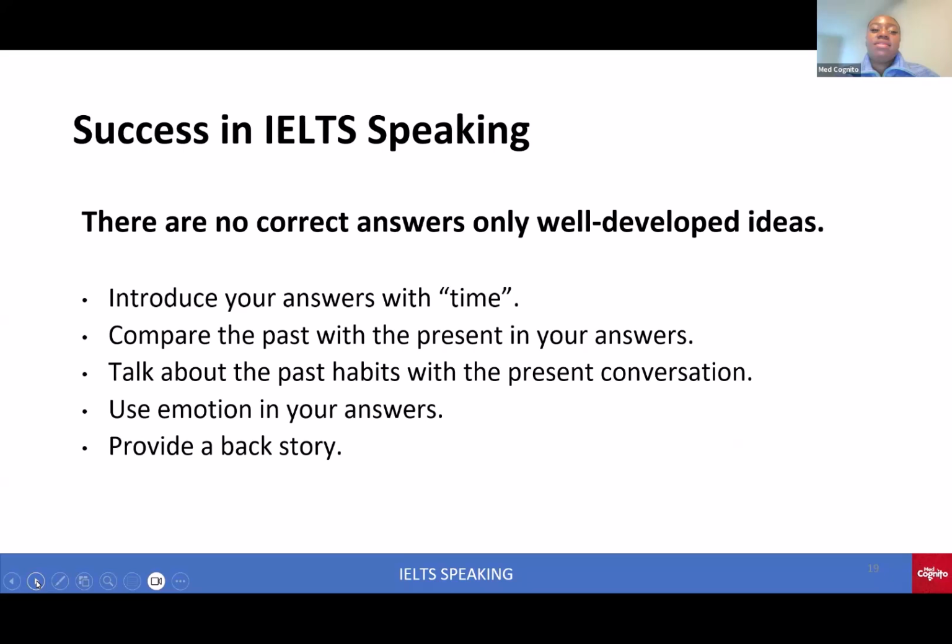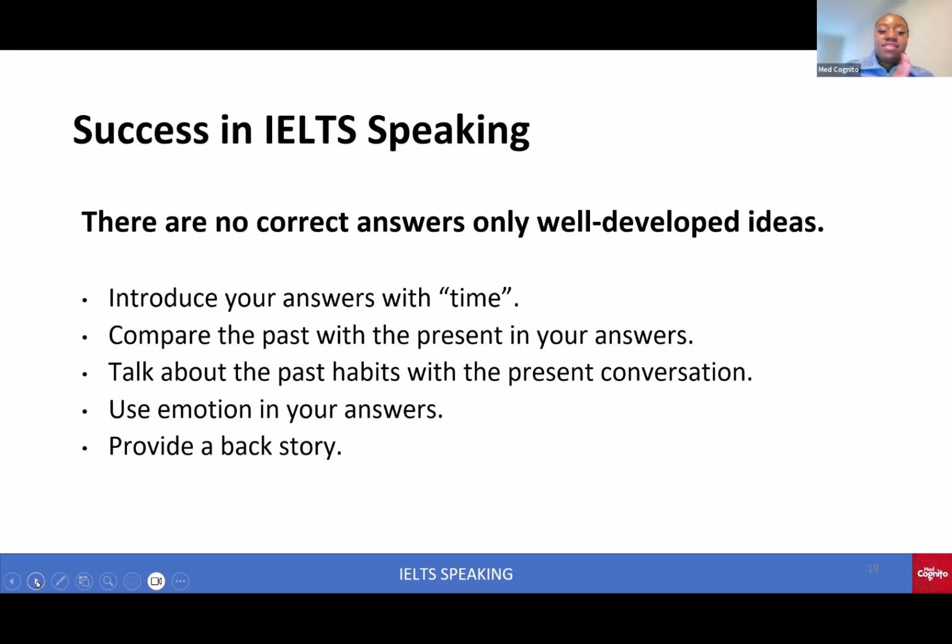So, success in the IELTS speaking part of the exam, as I said before, is that there are no correct answers, only very well developed ideas. It's important to introduce your ideas with time. So if the question, for example, like we reviewed in section 2, asks about a book you read recently, it's important to give context to when you read the book. If it's something you finished last week, or something you read over a year ago, include that as part of your answer. It shows that you're able to communicate that to the person who is testing you.